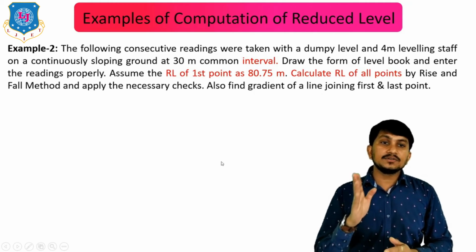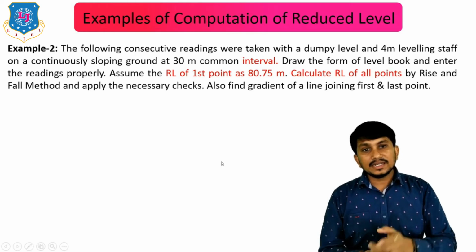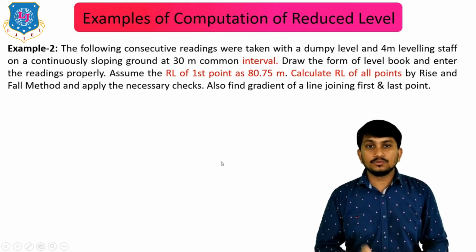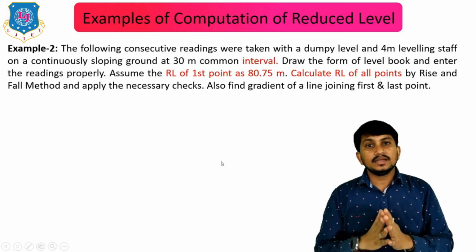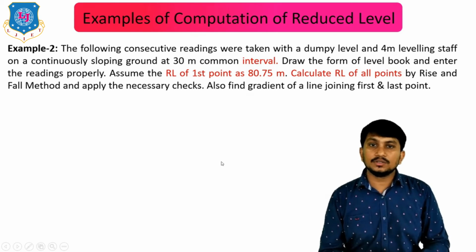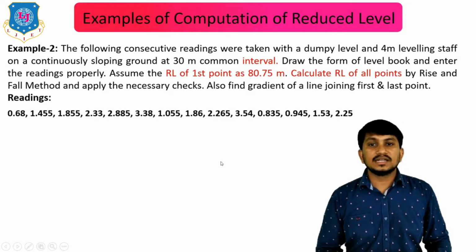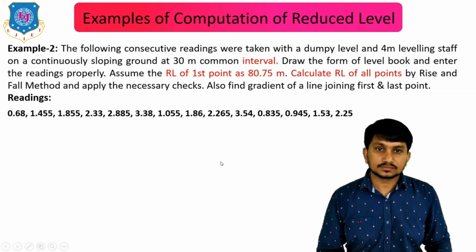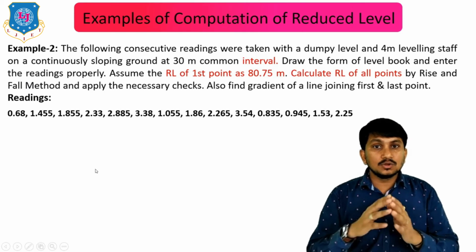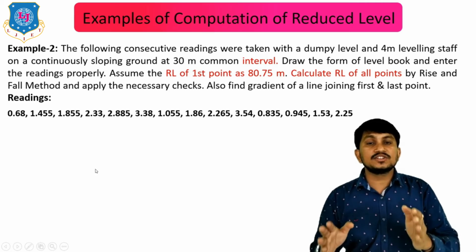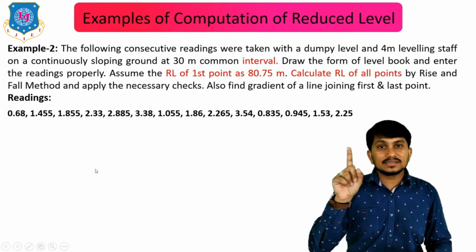Also find the gradient of the line joining the first and last point. If the method is given in the example, we have to use that method only. If there is no mention of the method in the example, you can use any one method. These are the readings which we are given. Here one change in this example is that there is no mention of shifting of instrument. We have to judge by our own using these readings.